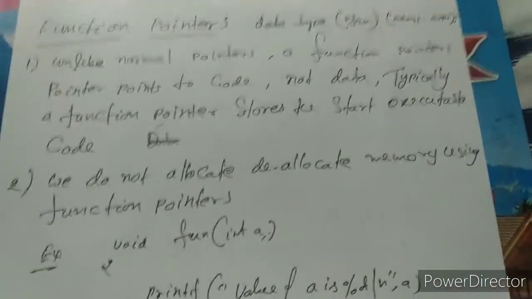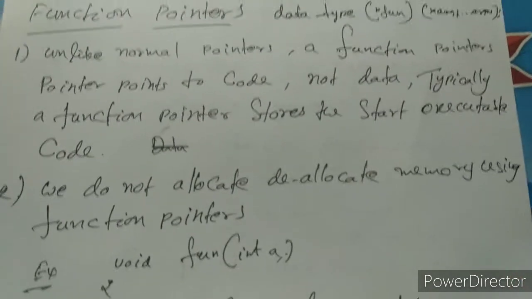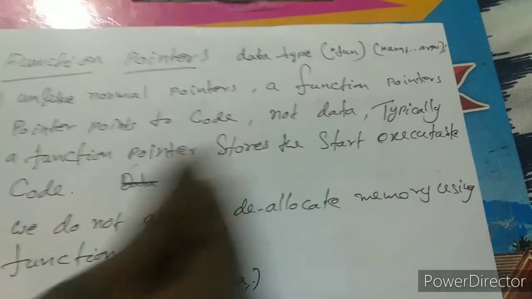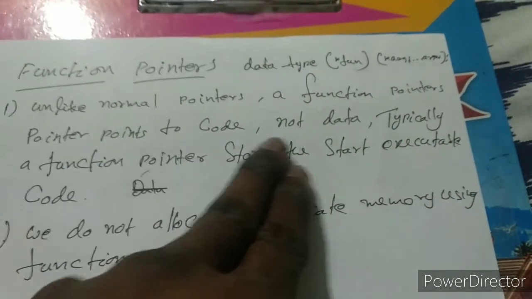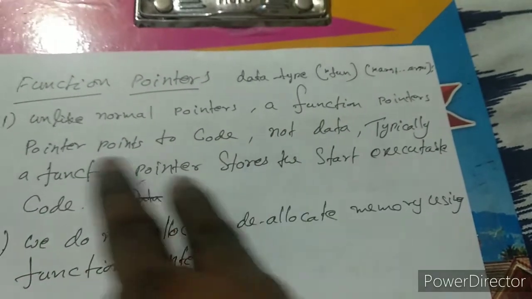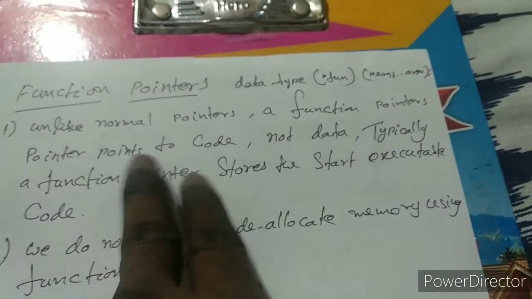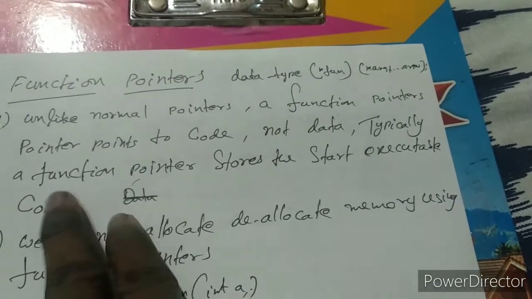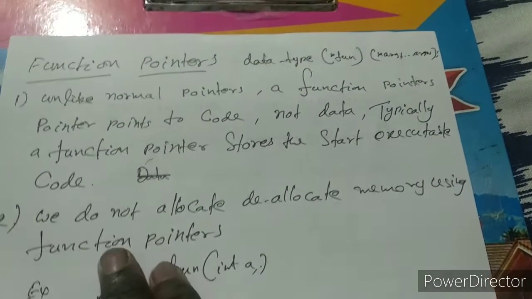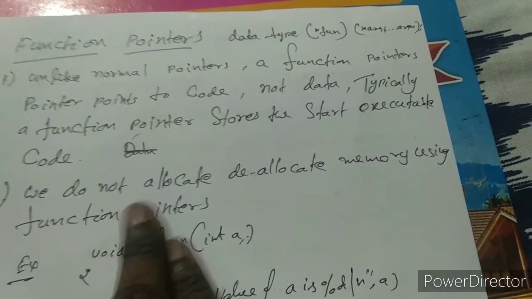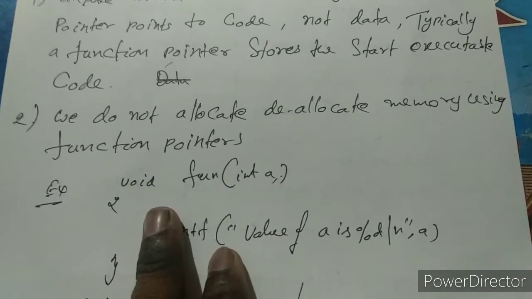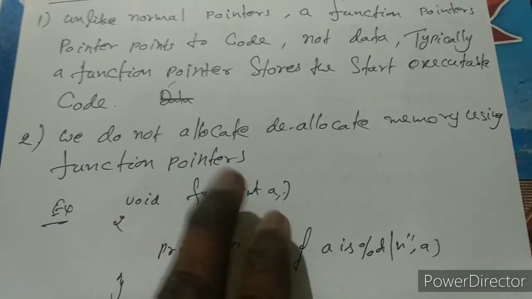Here the behavior, the properties of function pointers is nothing but, unlike a normal pointer, a function pointer points to the code, not data. Everybody should remember this thing: a function pointer points to the code, not data. Typically a function pointer stores the address of the executable code. We don't allocate or deallocate memory using function pointers.